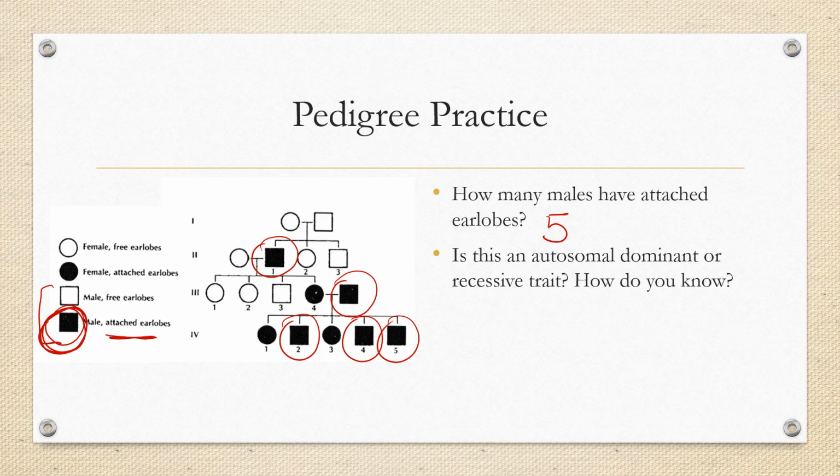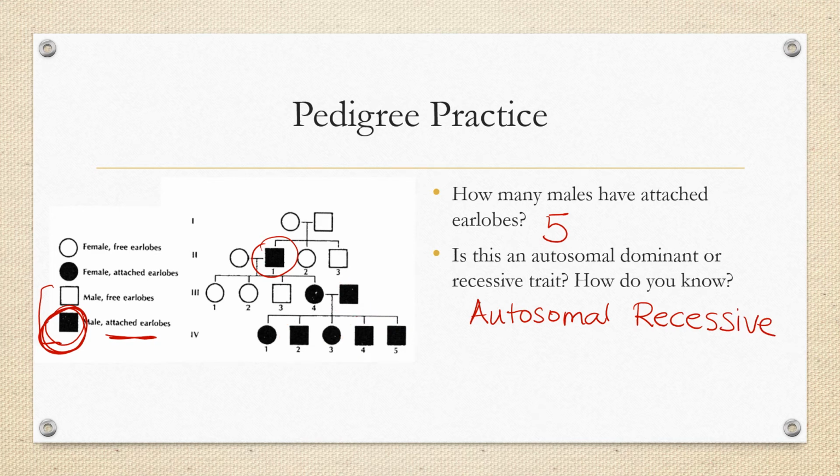So this is going to be an autosomal recessive trait. And how do I know that? Well, from that cardinal rule number 1 that we went over. If you look at number 1 that I left circled in, number 1 has 2 parents that are unaffected.